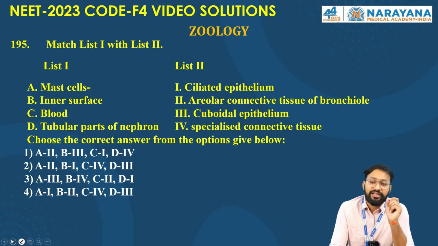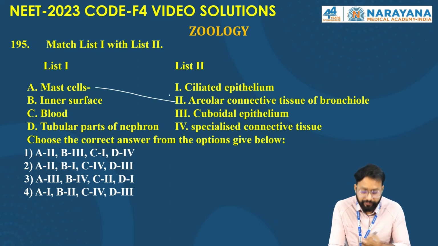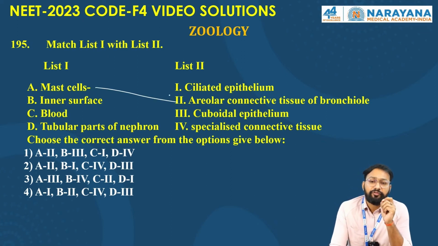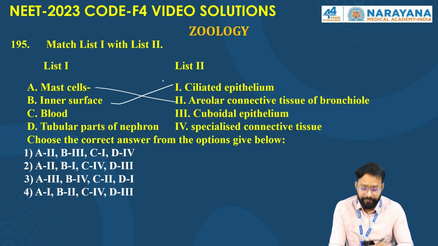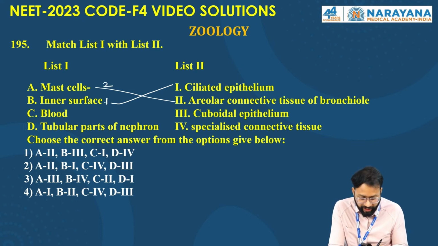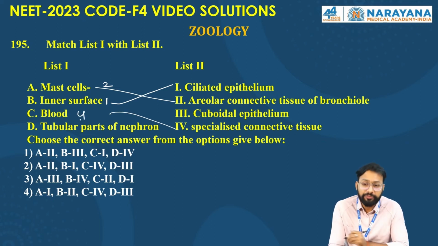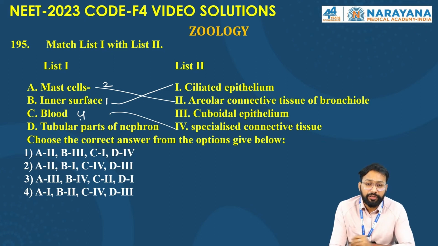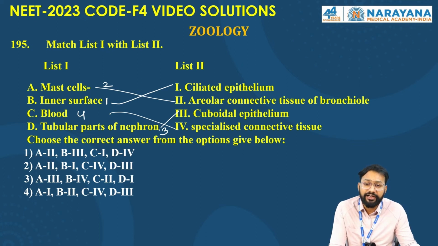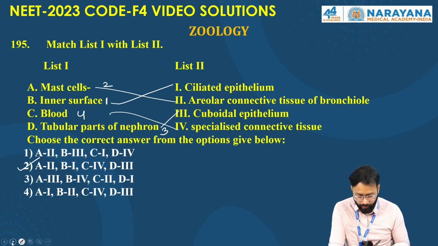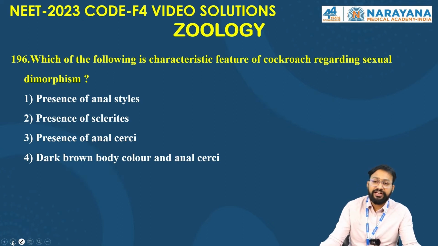Moving to question number 195, a matching type question. Mast cells are found in connective tissues, in areolar connective tissue. The inner surface of the bronchioles is lined by ciliated epithelium. So 2, 1. Blood is a specialized connective tissue, 4. Tubular parts of the nephron are lined by cuboidal epithelium, 3. So 2, 1, 4 and 3, option 2.